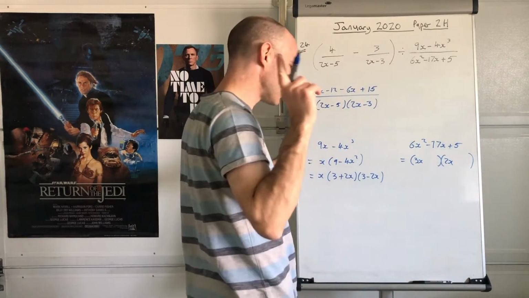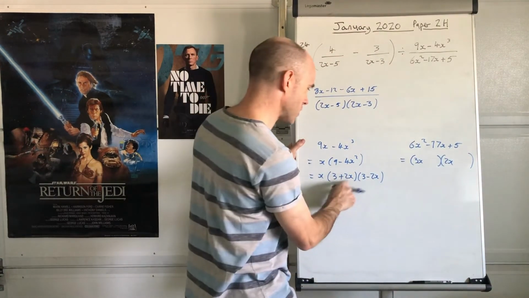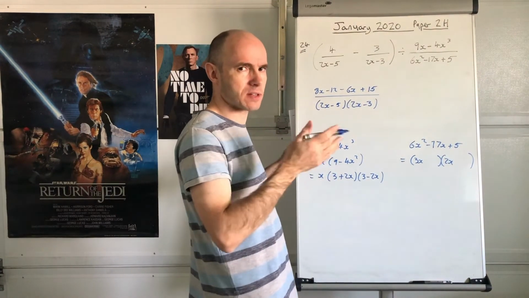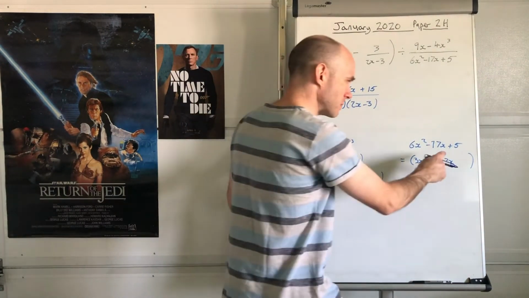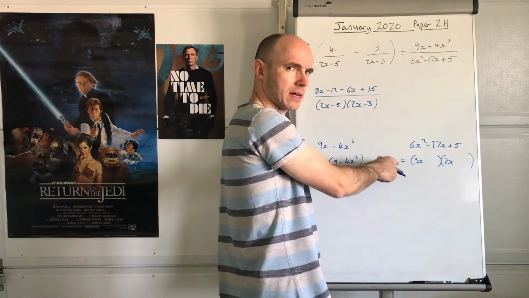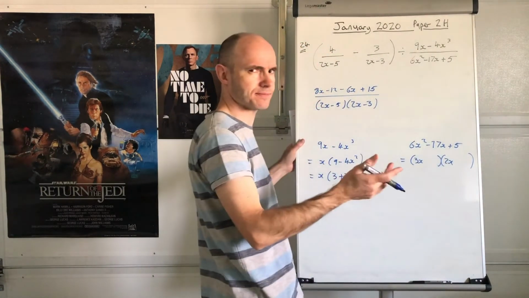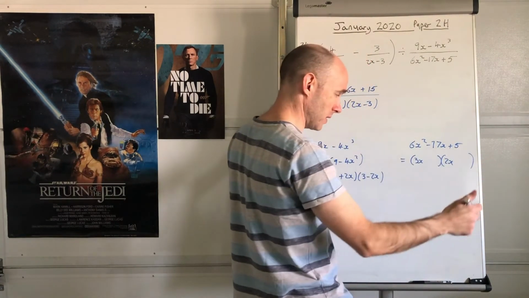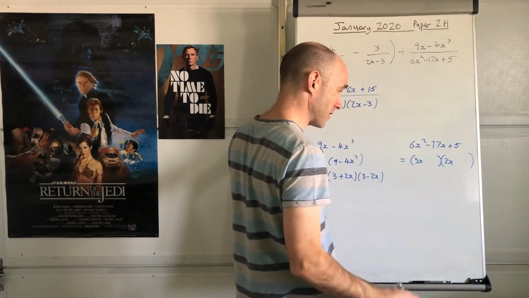Just as an intuition, because you've got 2x, it's likely that something's going to cancel at some stage, so it's best to go with the 2x and a 3x, as opposed to 6x and an x. Yeah, I hope you understood that. And that's a prime number, so it's going to be 5 and 1, so you've got to try whichever way around you think it's going to work.